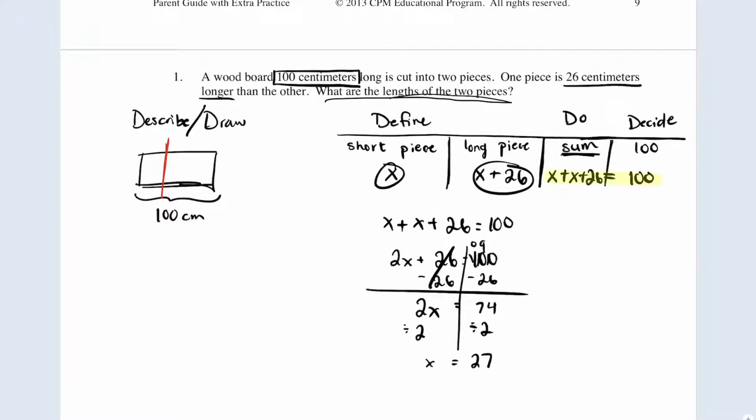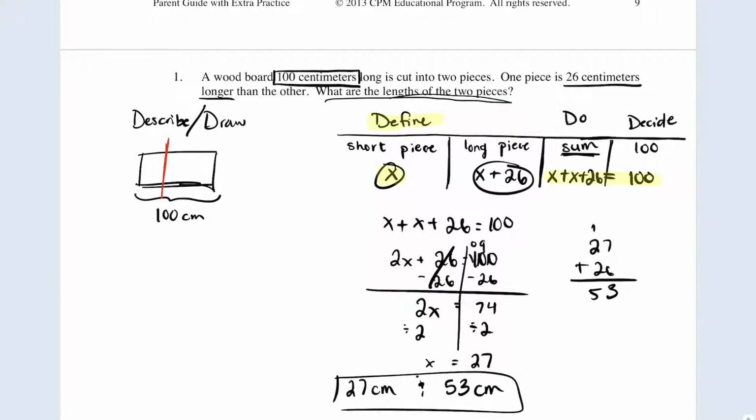So remember, if you go back to the define section here, what did we define the short piece as? Oh, well, the short piece is x. So that must mean that the short piece is 27 centimeters, right? And the longer piece we know is the short piece plus an extra 26. So I'm going to go ahead and add 26 to my 27. So it looks like the two pieces are 27 centimeters and 53 centimeters respectively.